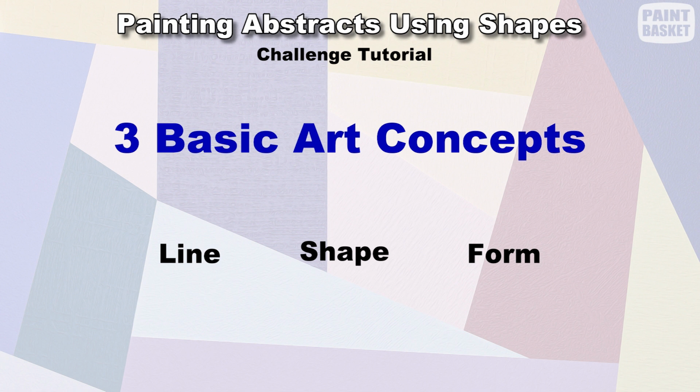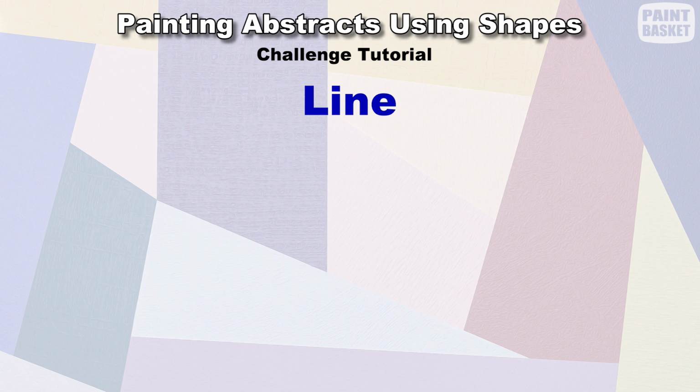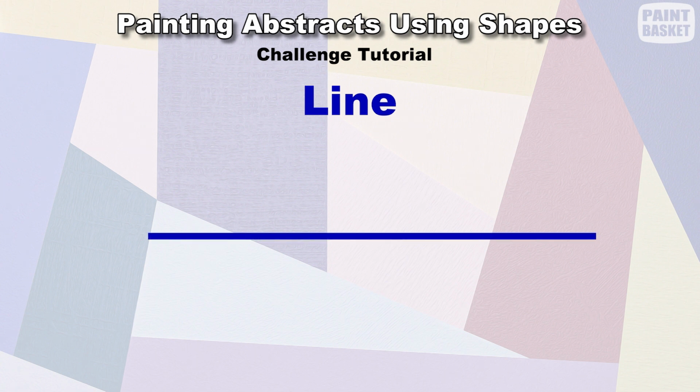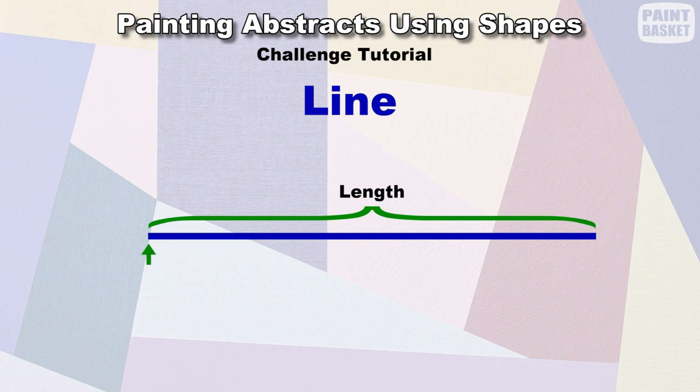So I'll keep the theory short, but bear with me as it is necessary to understand the concepts. Otherwise, you won't be able to visualize the abstracts later. Line, shape, and form are three progressive concepts. It all starts with a line, which is simply that, a line. A line has length, a start, as well as an end point. As it only has length, we call it a one-dimensional object.